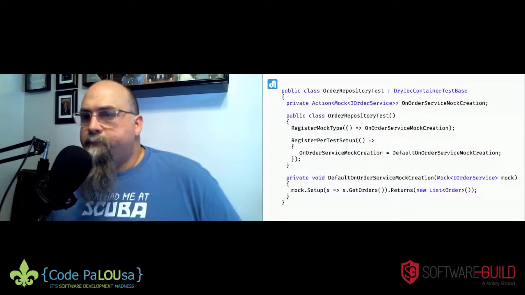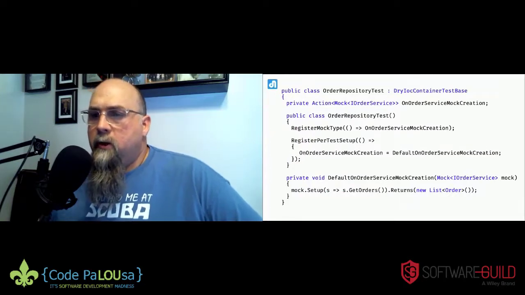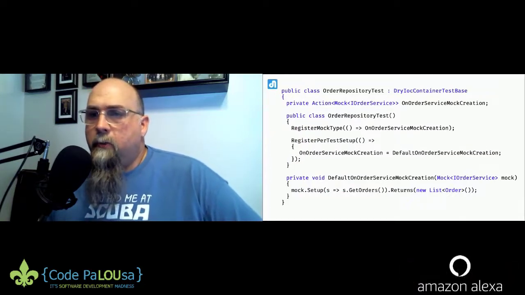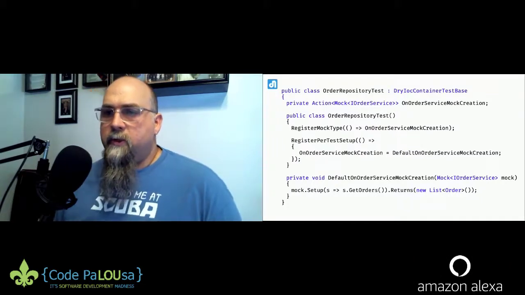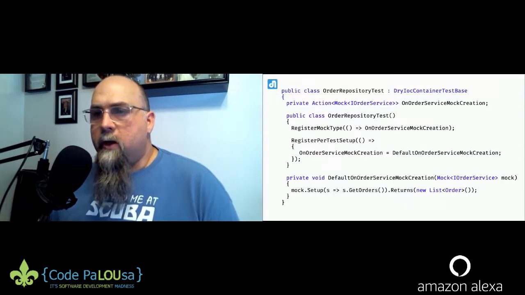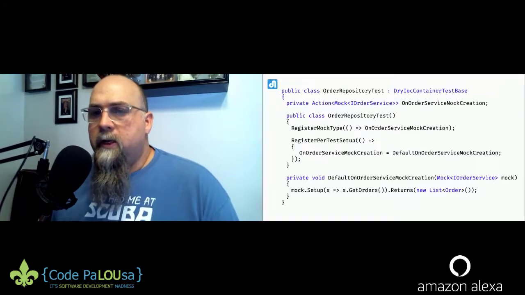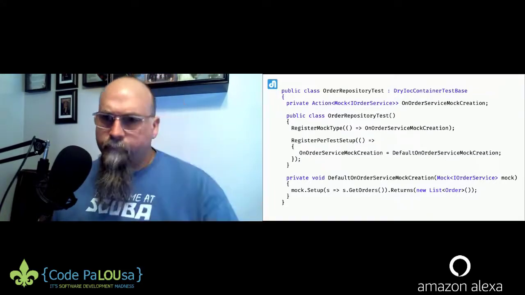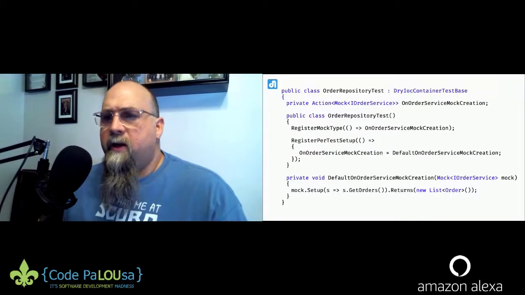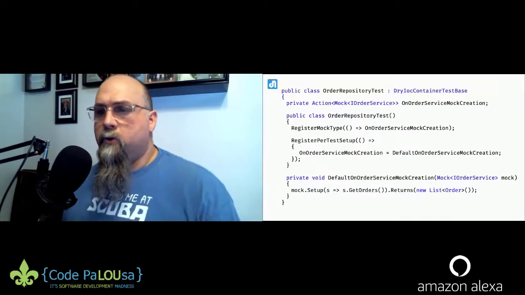We've got a DryIoc container test base being used with our order repository tests. So we're using DryIoc. Now I need to update this because of the recent changes. This actually would be called NUnit DryIoc container to call out the specific testing technologies we're supporting. But it's really pretty simple. We define an on creation method. So in this case, for our order service mock, we have an on order service mock creation method.